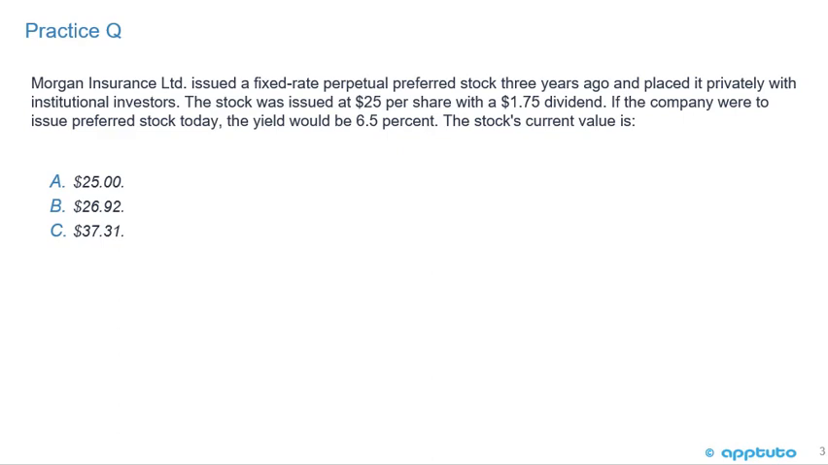So we're just going to finish this LOS with a quick practice question. Morgan Insurance Limited issued a fixed rate perpetual preferred stock 3 years ago and placed it privately with institutional investors. The stock was issued at $25 per share with a $1.75 dividend. If the company were to issue preferred stock today, the yield would be 6.5%. The stock's current value is A, $25, B, $26.92, or C, $37.31.